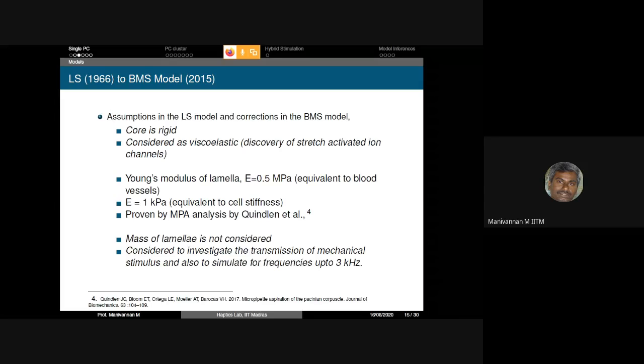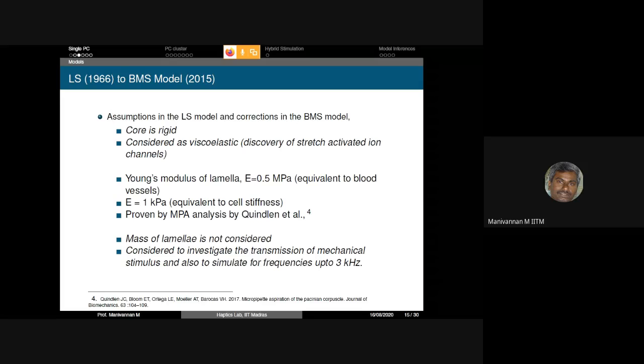Again, the mass of the lamellae was not considered, whereas we had to consider it because we wanted to look at how this PC corpuscle is responding to a variety of vibration, not just from 10 hertz to 1 kilohertz, even beyond 1 kilohertz, 3000 hertz. We wanted to look at it.